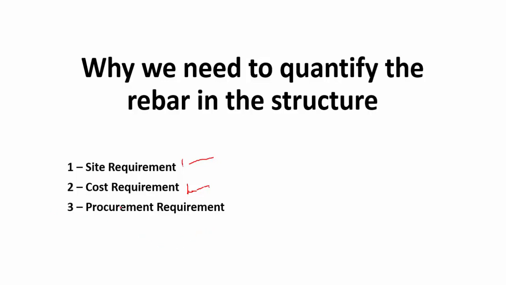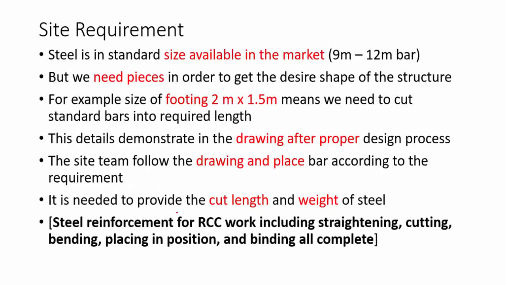Okay, so in the case of steel, we need to know the steel mass, how much we are going to use, what dia we are going to use. This we will discuss in the later classes. Then the third is procurement requirement. So we will discuss this one by one in the next slide. Okay, the first point is site requirement.